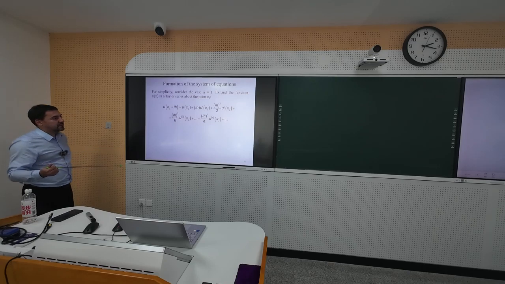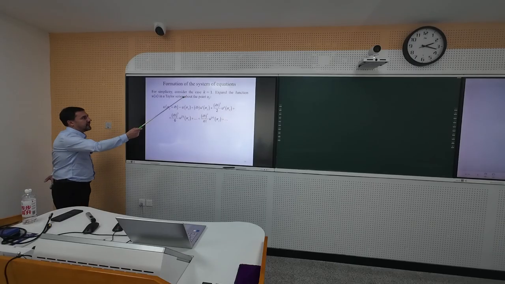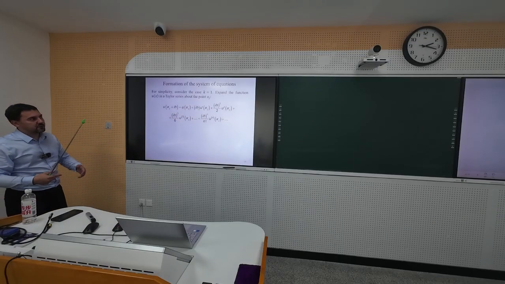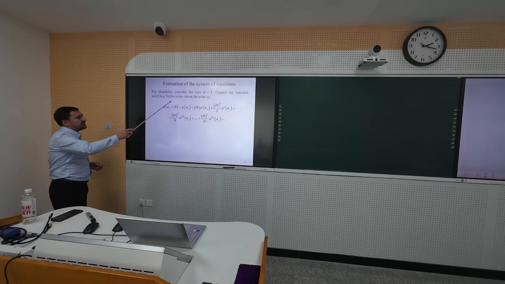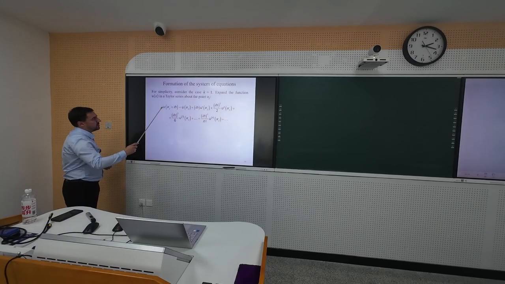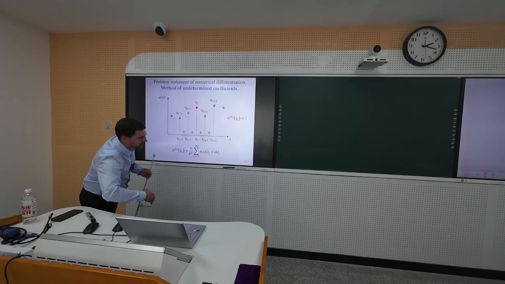Many times we will use the Taylor series expansion for the purposes of building a numerical approximation. Consider, for simplicity, the case k equals 1. So suppose we want to get the approximation of the first order derivative. Then we can expand the function u(x) in a Taylor series about the point x_j: u(x_j plus ih), I mean this guy.